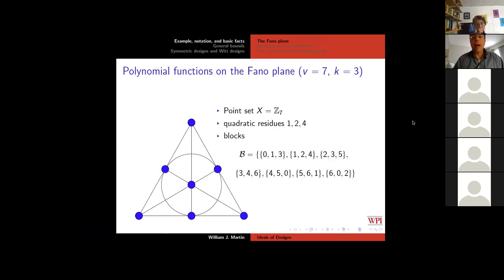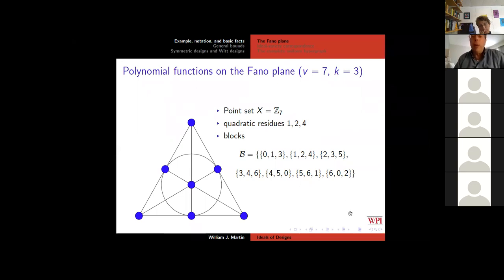So the point set here is now the integers mod 7. So we have Z7, and because the quadratic residues are 1, 2, and 4, I can take cyclic shifts of the quadratic residues to find these 7 blocks. So perhaps this line over here on the top left is 0, 1, 3, and then this might be 1, 2, 4, and so on. And this might be 2, 3, 5 at the bottom. So these are the 7 lines. These are the 7 blocks of the design.